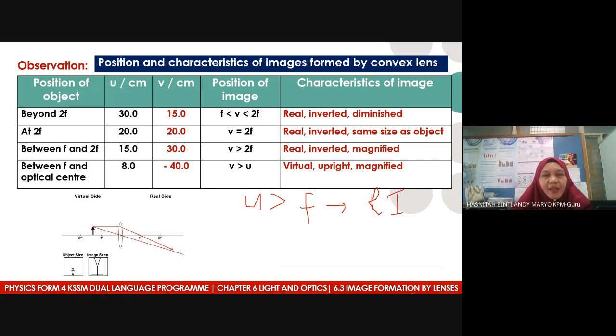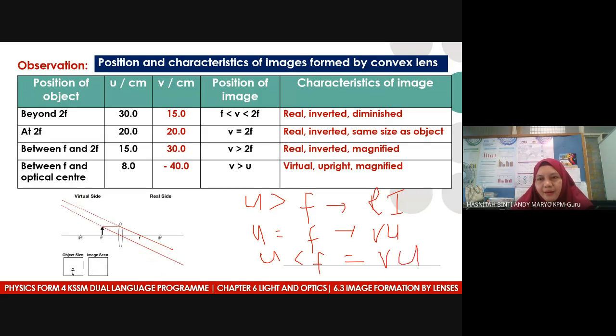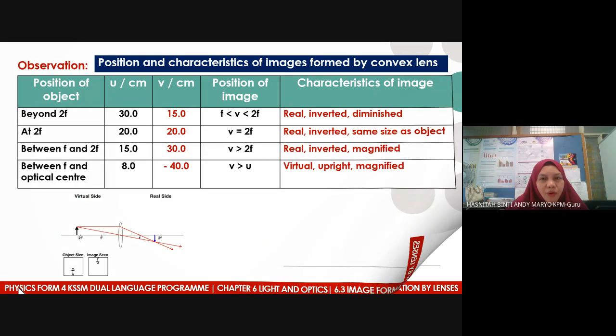And then later when u equals f, what happened? The image is virtual and upright. And then when u is less than f, what happened? The image is virtual and upright. So this is the conclusion. The size, later you can compare. Okay, so for concave lens.